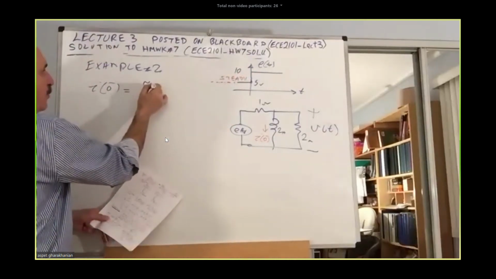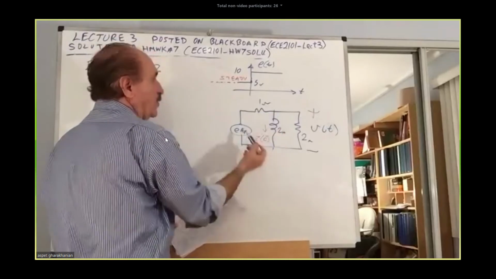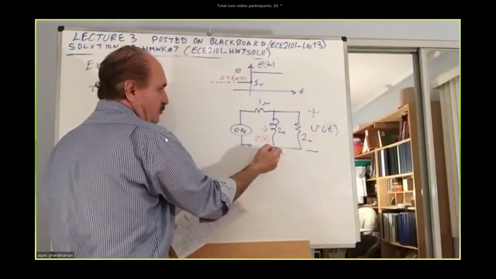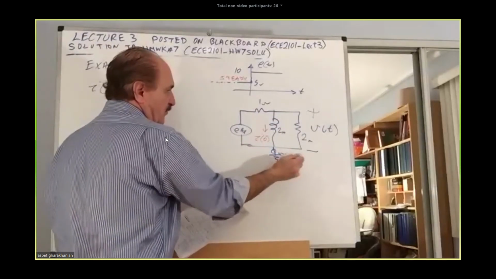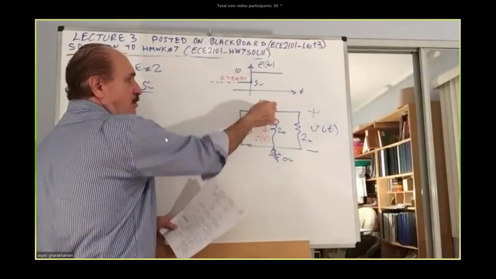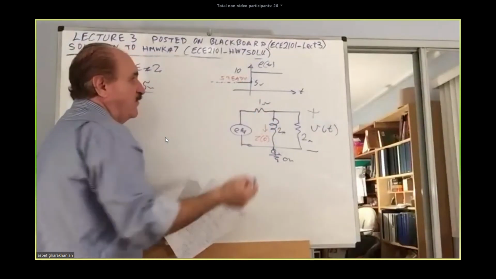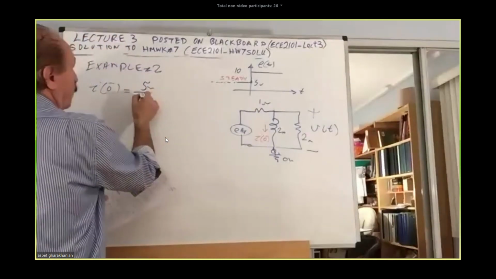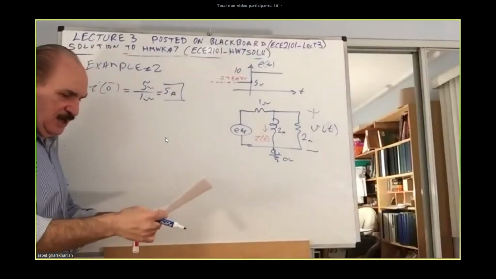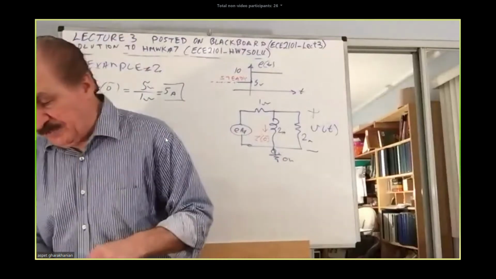That would be 5 volt divided by 1 ohm, because the inductor will be a short circuit. So basically there will be 0 volt. This is the 0 ground here. The inductor is a short, so that potential will be 0. This potential will be 5 here. And 5 divided by 1 ohm, that will be 5 amp. This is your initial current in the inductor. Then we will resort to building the model.